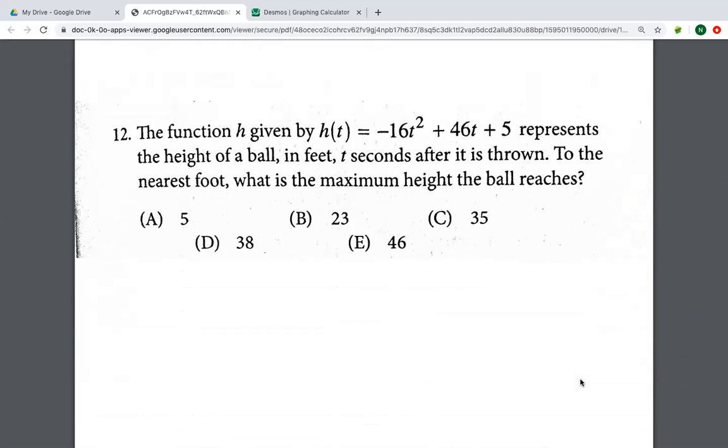Okay, so this one is a calculator question, but it's a word problem. So it's really just, do you know what you're looking for in a word problem? So I want y'all to read over it and then tell me how you think you would use your calculator to solve it.